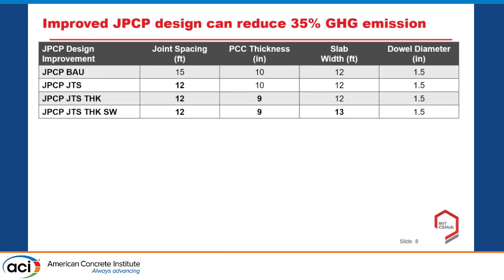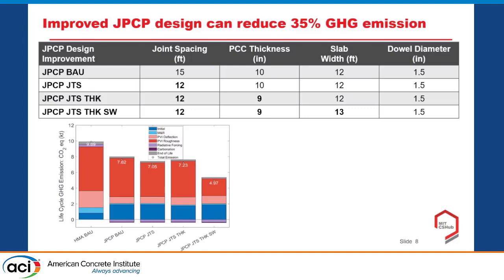So we try 3 more design alternatives. The GPCP BAU is the original design we have proposed. First, we try to reduce the joint spacing of the concrete pavement, which is GPCP, from 15 feet to 12 feet, and all the other design components stay the same. The second, with the 12 feet joint spacing, we try to reduce the PCC thickness from 10 inches to 9 inches. And the last, except for joint spacing and PCC thickness, we increased the slab width from the conventional 12 feet lane to 13 feet widened lane.